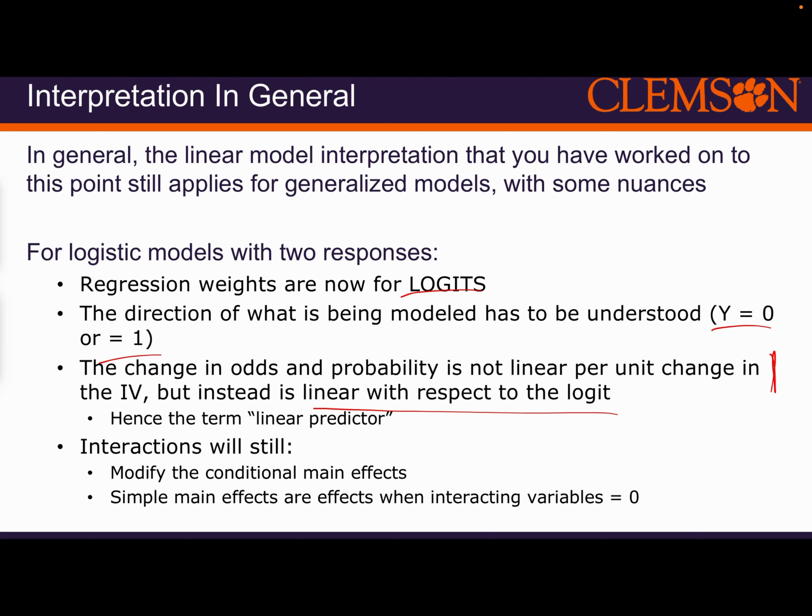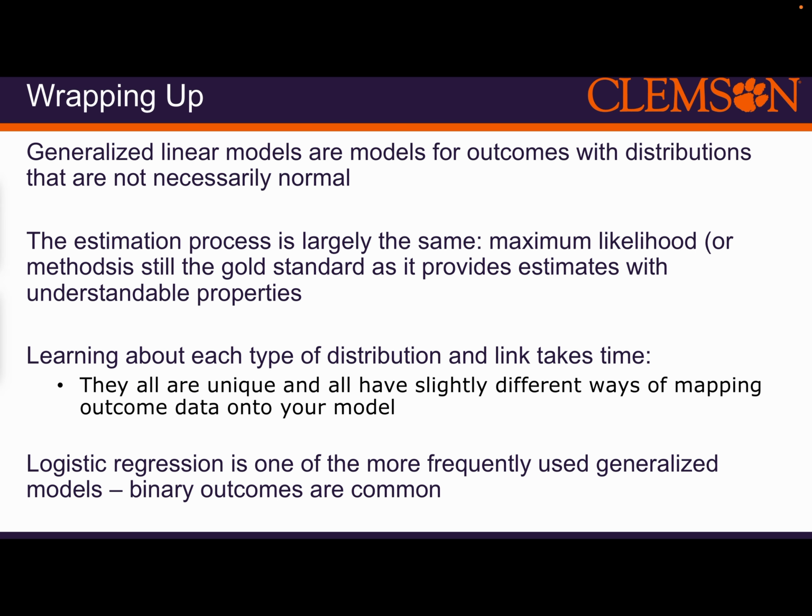Guess what? If we put interactions in, they're still going to work the same. They're going to modify the conditional main effects, and simple main effects are conditional main effects when the interacting variables are set to 0. Those are the parameters of the model. So to wrap up, this was a quick introduction to generalized linear models, particularly through logistic regression. It's not meant to give you all that you need to know, but it's meant to get you started as it goes.